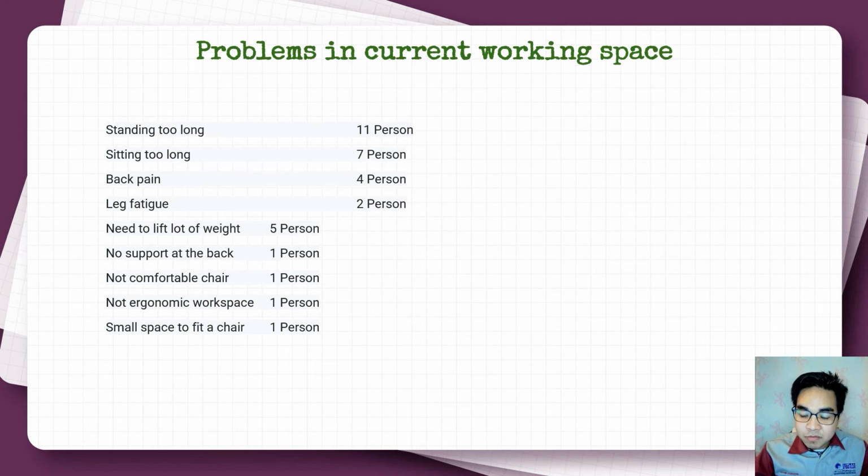The feedback that we get from the survey in terms of problems in the current working space, there are a few: firstly, they claim standing too long and sitting too long, back pain, leg fatigue, need to lift a lot of weight, lack of back support, not comfortable, no ergonomic workspace, and small space to put a chair. So this shows how many percent claim each problem in their working space.